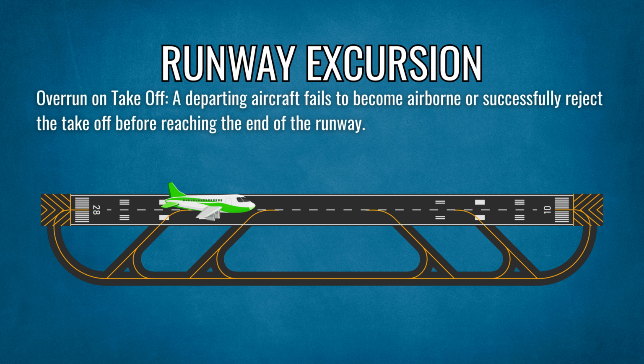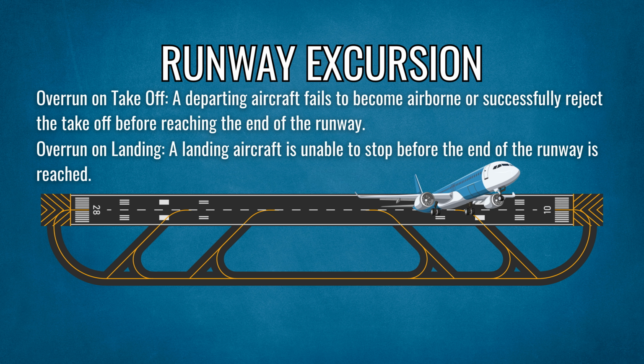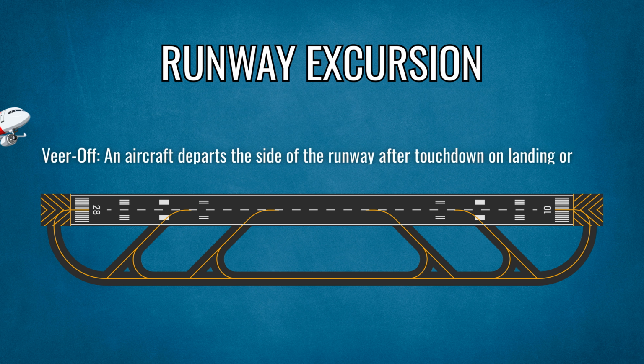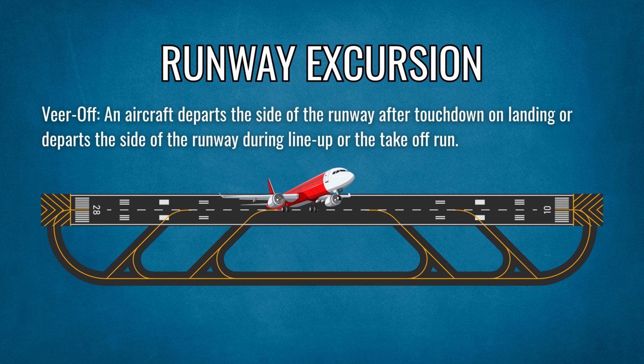Overrun on takeoff. A departing aircraft fails to become airborne or successfully reject the takeoff before reaching the end of the runway. Overrun on landing. A landing aircraft is unable to stop before the end of the runway is reached. Veer off. An aircraft departs the side of the runway after touchdown on landing, or departs the side of the runway during lineup or the takeoff run.